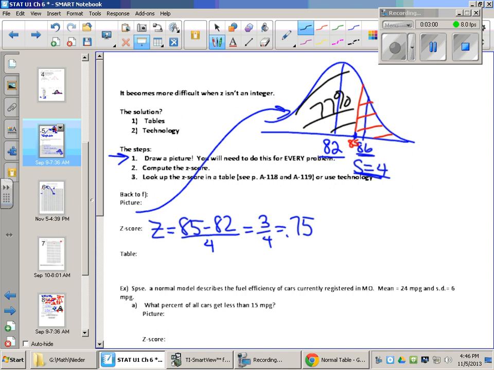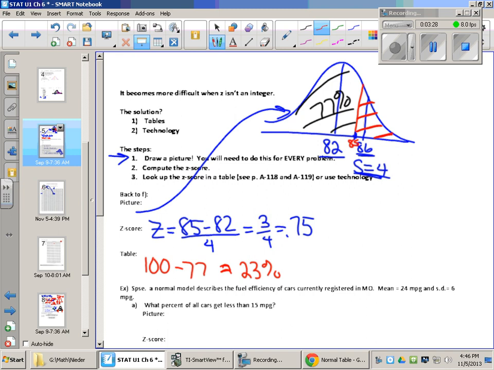All right, but is that what we wanted? No, we wanted the part above that z-score. Well, that's easy because we know there's 100% of the data underneath the curve. So to find the actual value, we can just take 100 minus the 77 and get approximately 23%. So about 23% of the scores are going to be greater than 85.